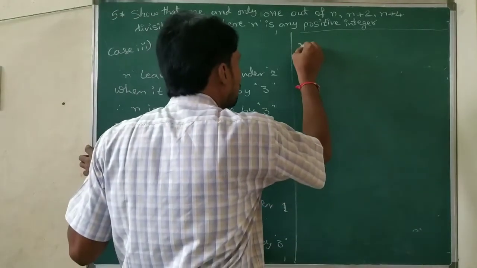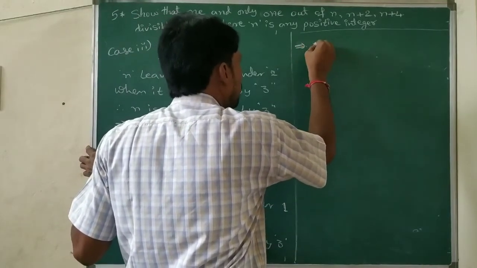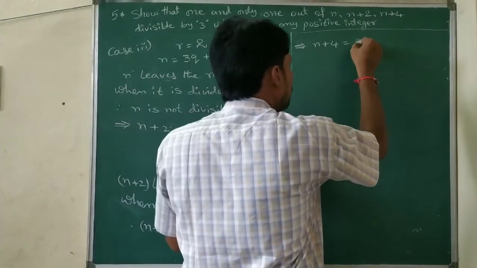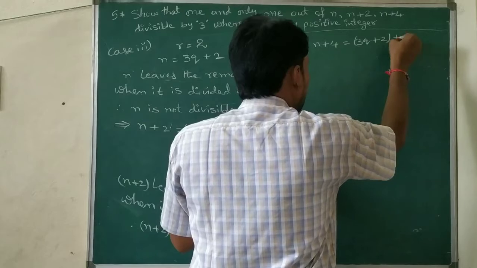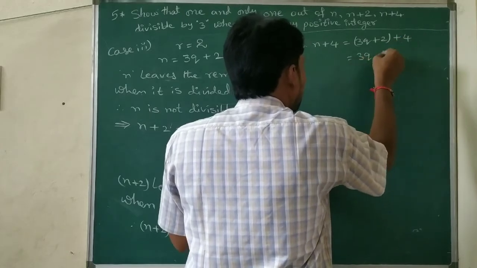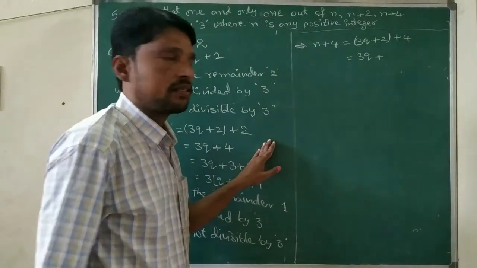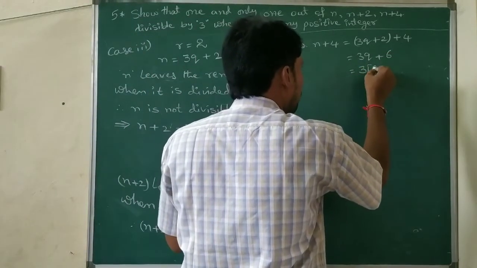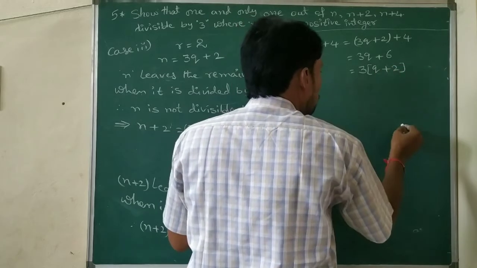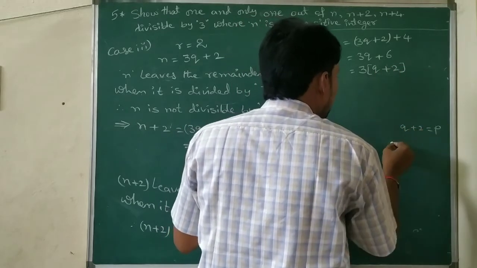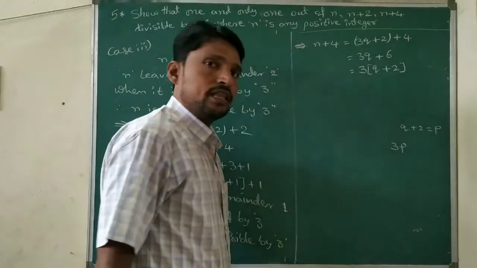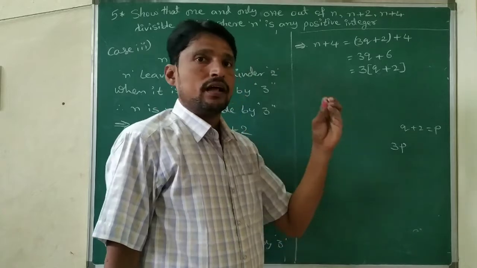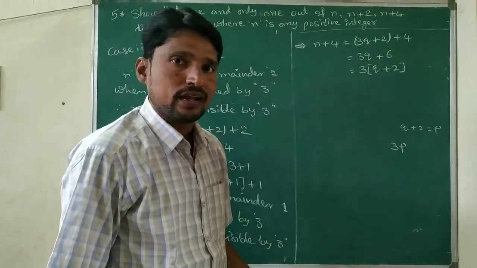Now n plus 4. N value we took here as 3q plus 2. So 3q plus 2 plus 4 as it is. That equals 3q plus 2 plus 4. 2 plus 4 value is 6. Now here we can take 3 as common. 3 common means q plus 2. Q plus 2 you can take as p, so we can write 3p. 3p means it is a multiple of 3. Multiples of 3 are exactly divisible by 3, or not?